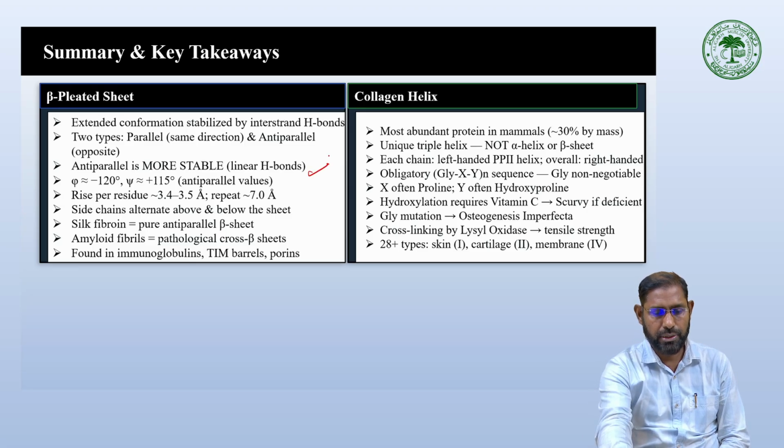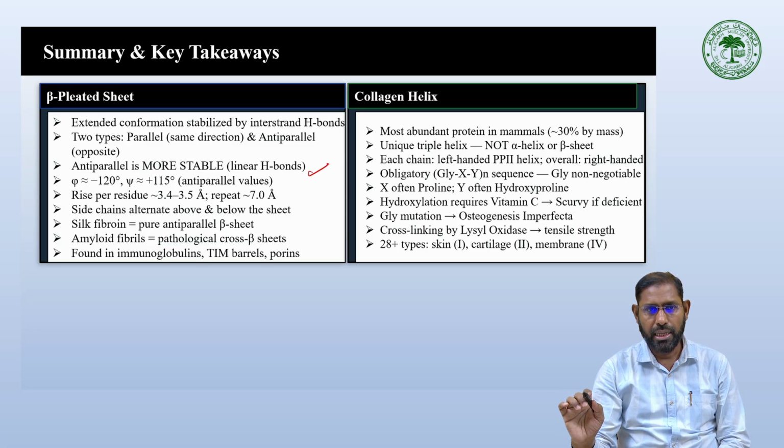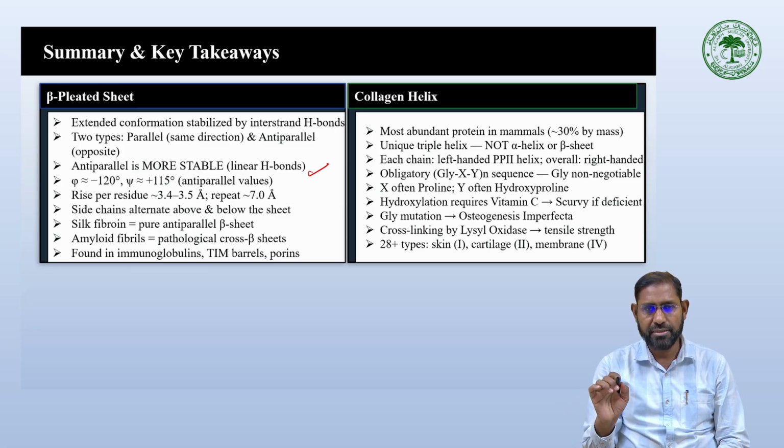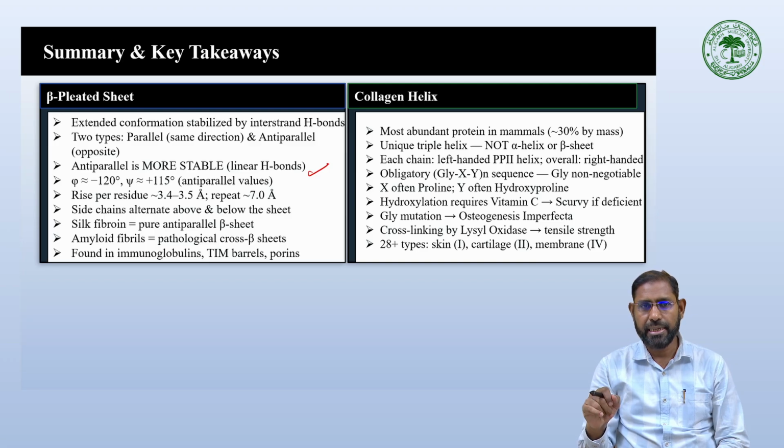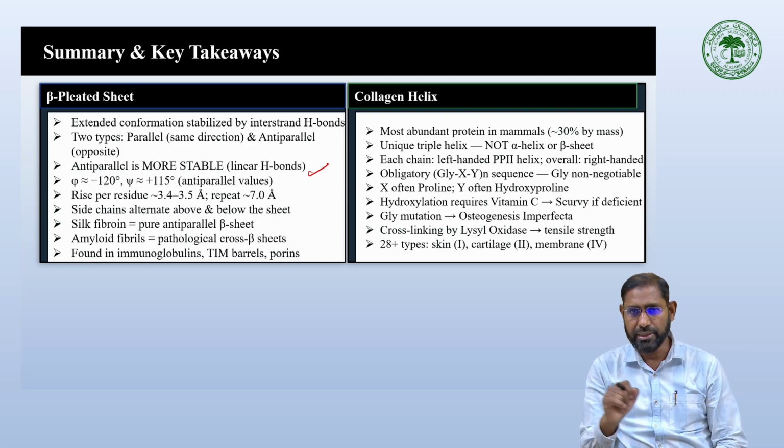Anti-parallel is more stable, with linear hydrogen bonds, and it has phi of minus 120 degrees and psi of 115 degrees as anti-parallel values. Rise per residue is 3.4 to 3.5 angstrom and the repeat is 7 angstrom. Side chains alternate above and below the sheet. Silk fibroin is the best example, a pure anti-parallel beta sheet. Amyloid fibrils are pathological cross-beta sheets. They are also found in immunoglobulins, TIM barrels, and porins. These are examples of beta pleated sheets.